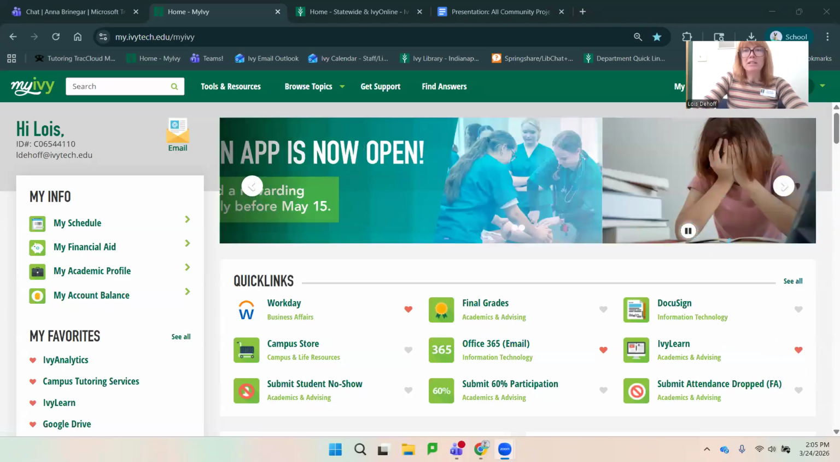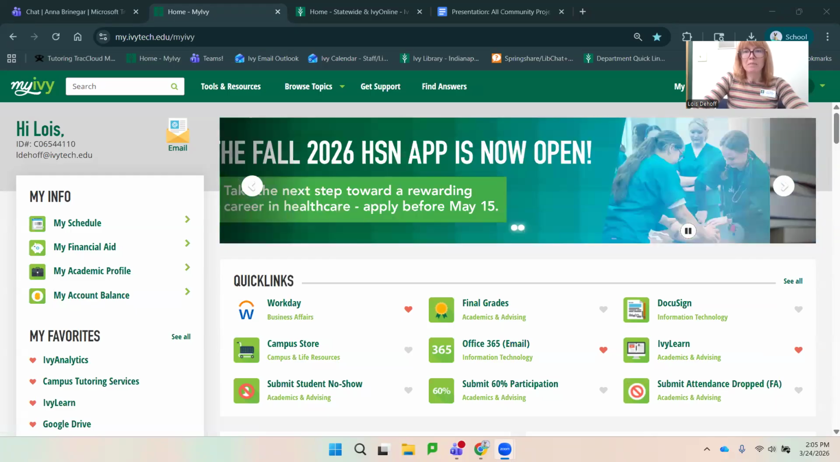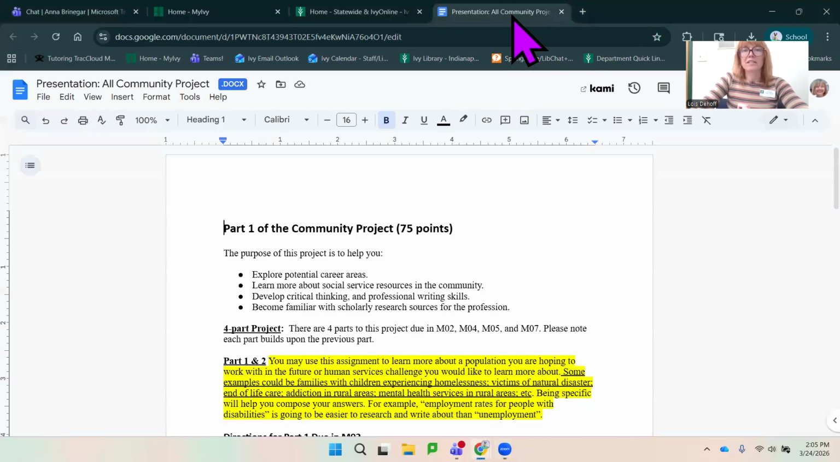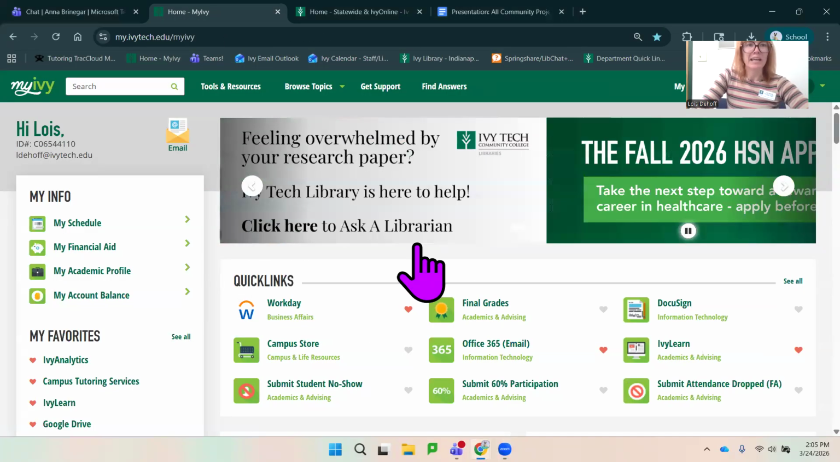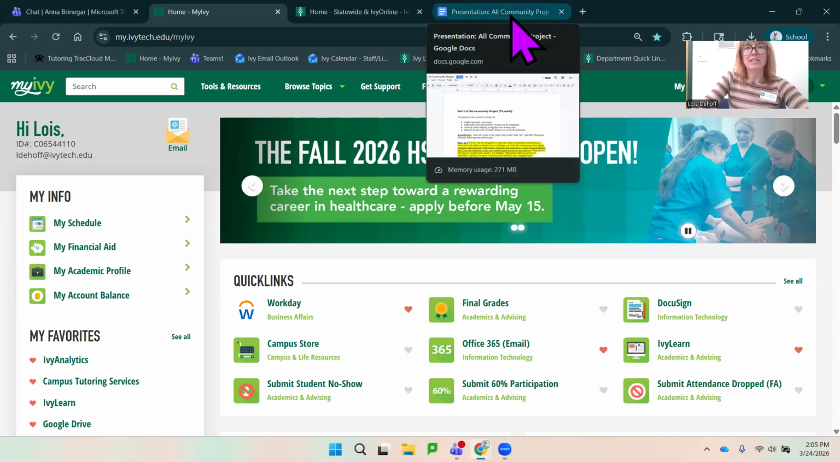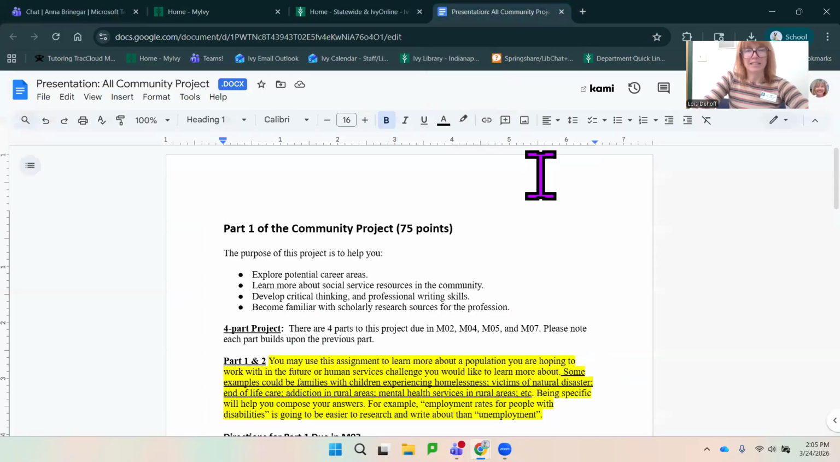I am going to be starting from the assignment. Technically I'm going to begin once I get to my Ivy so I can bring you to the library, but I always like to start with the assignment. And before I get into that, I will just go ahead and welcome you.